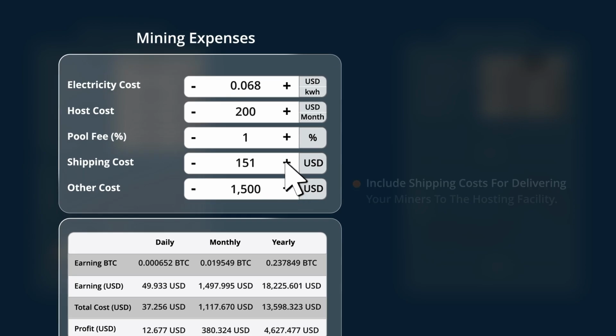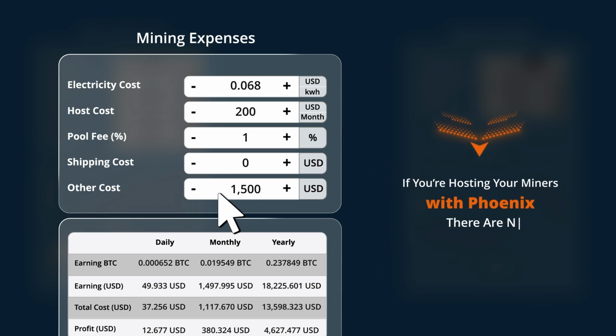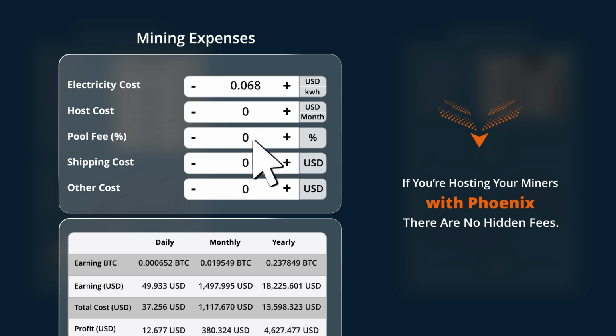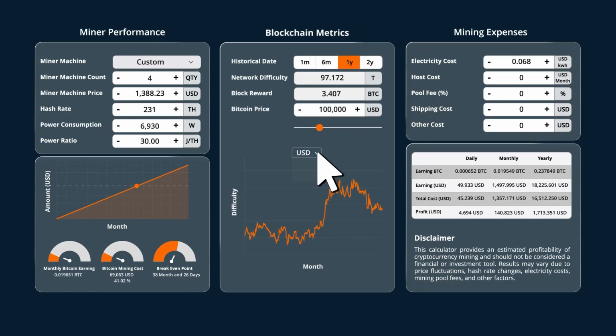Include shipping costs for delivering your miners to the hosting facility, plus any additional costs like setup, repairs, or maintenance. And if you're hosting your miners with Phoenix, there are no hidden fees. Just enter your electricity cost, and you're all set. Finally, remember, you can switch your currency between US dollars, UAE dirhams, or euros at the top, making sure all costs match your preferred currency.